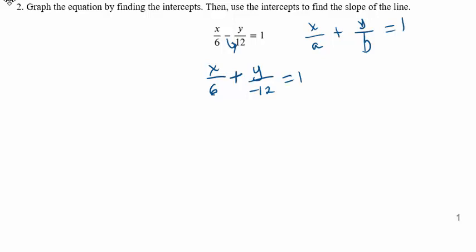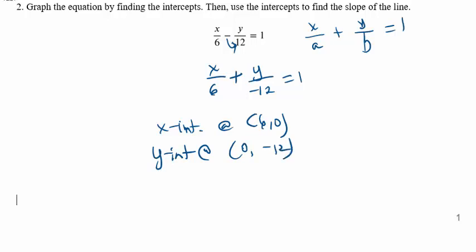And then the x-intercept is at x equals 6, so (6, 0), and the y-intercept is at y equals negative 12, or (0, -12). Okay, well, this makes it very easy to plot the graph. And so I would just on the x-axis go over to 6, put a dot. On the y-axis, go down to -12, put a dot, and connect those 2 points with a straight line.